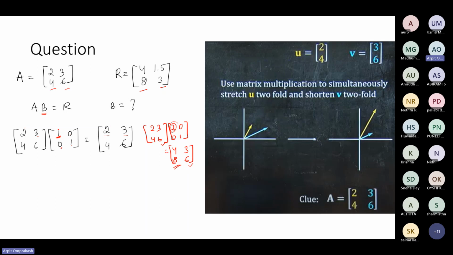So basically, if we multiply a matrix with a diagonal matrix, we can isolate the effect that these numbers have on the columns. So this first number is only multiplied to the first column here, and the second one is only multiplied to the second column here. Is that clear?